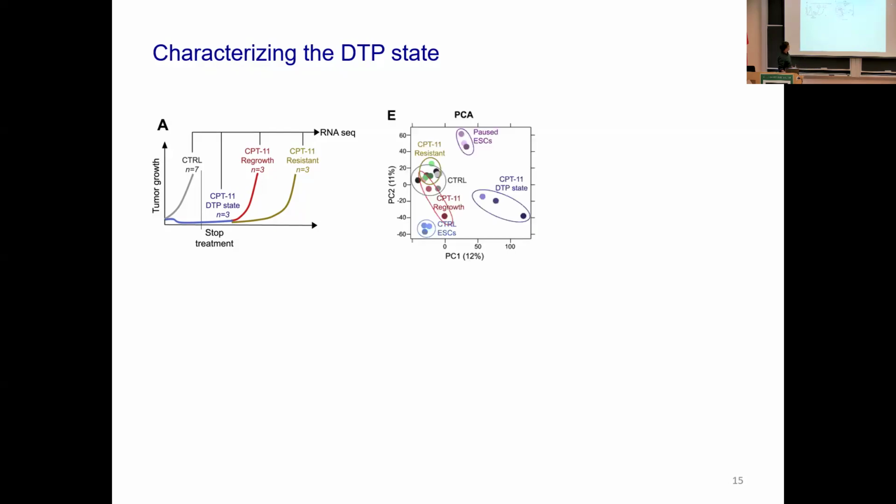And you can find, we do this every day, a PC plot, if you will. And you can see, so what are we seeing? So this is the DTP state. The regrowth state is actually similar to the control. So this is the control, this is the regrowth. They kind of all go together.